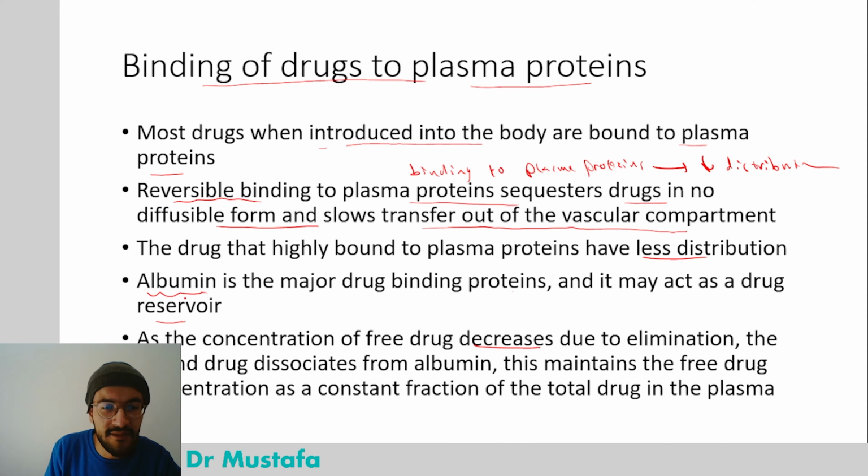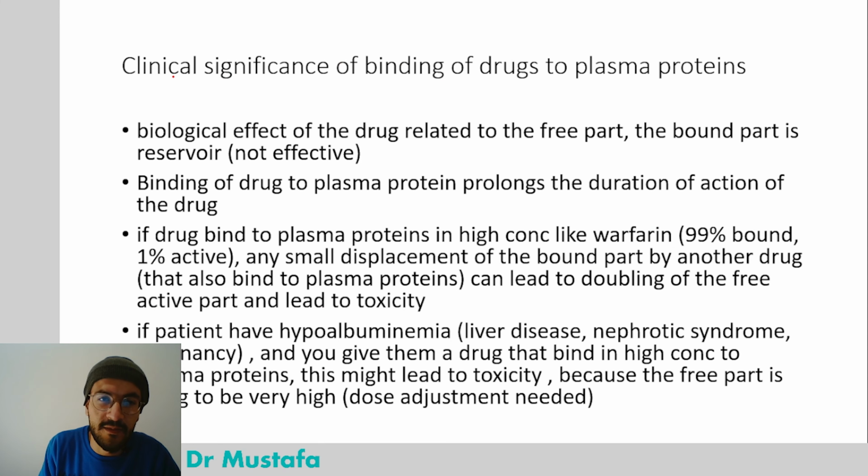that is bound to the albumin and the other proteins would dissociate from the albumin, and this would maintain the free drug concentration as a constant fraction of the total drug in the plasma, and that would lead to prolongation of the drug action in the body. So now let's talk about the clinical significance of the binding to plasma proteins.